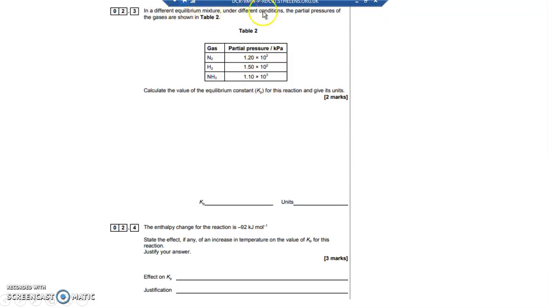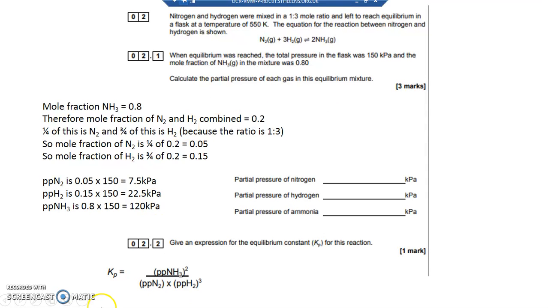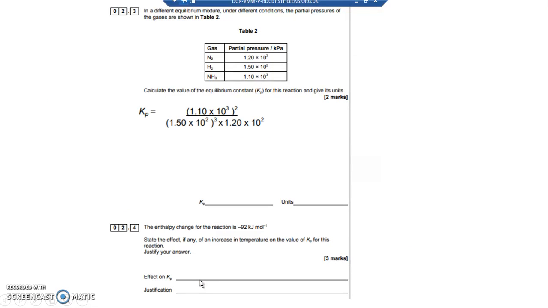In a different equilibrium mixture under different conditions, the partial pressure is shown below. Calculate the value of the equilibrium constant Kp. So I'm just putting these numbers in really. So I've worked out my Kp here, and I'm just putting the partial pressure of the ammonia squared divided by the partial pressure of the nitrogen, and that divided by the partial pressure of the hydrogen to the power 3. When you put those numbers in and calculate it, it comes out as 0.0029. They allow anywhere between 0.0029 and 0.0030.